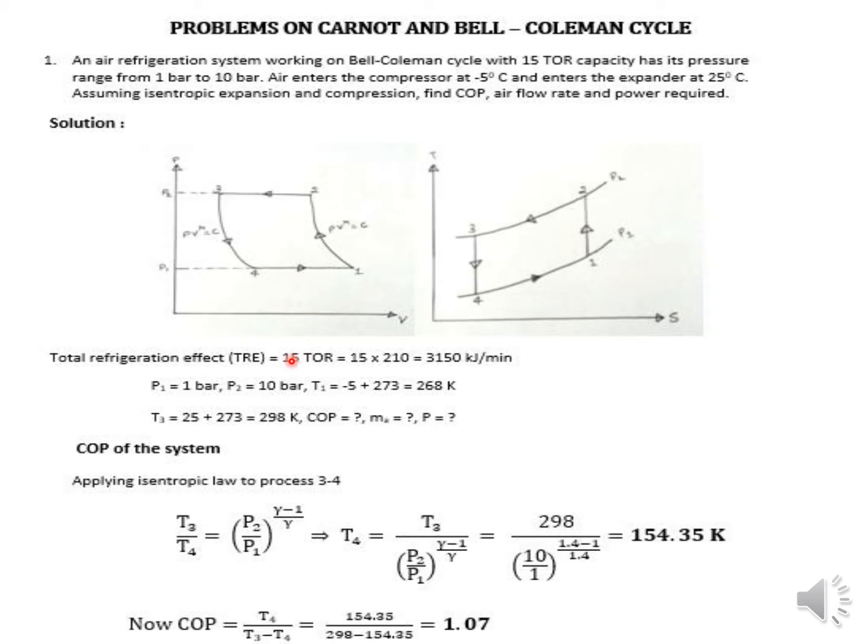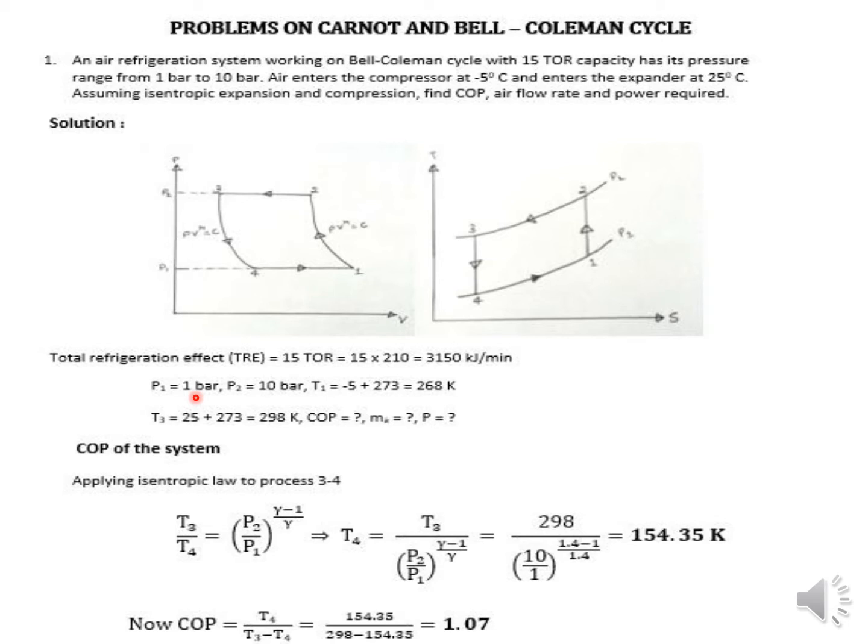So given data, just see 15 TOR means 15 tons of refrigeration is given. We know in the theory part we have studied 1 ton of refrigeration is equal to 210 kilojoules per minute. So if it is 15 ton of refrigeration, it is 3150 kilojoules per minute. So total capacity of this refrigeration system is 3150 kilojoules per minute.